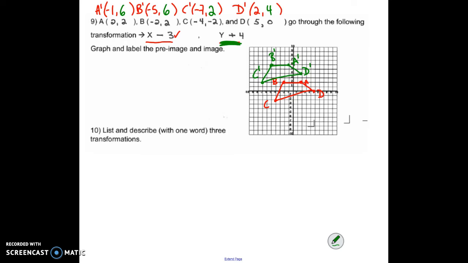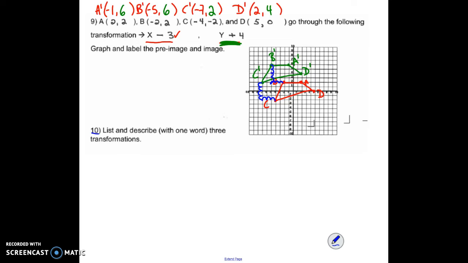Sounds good? Good. Last question, number 10. And you can see, by the way, all these points have gone over 3, 1, 2, 3, and then up 4, 1, 2, 3, 4. That's happened to all of these points. Over 3, up 4. Pretty cool.